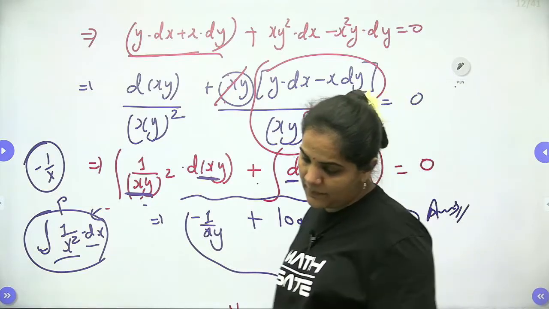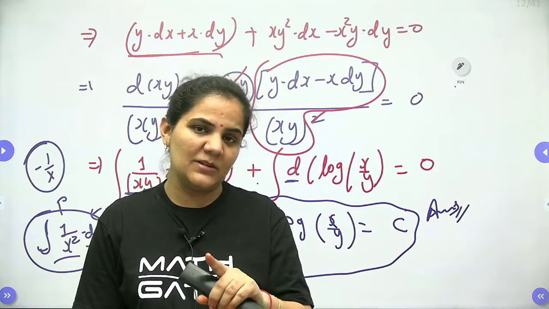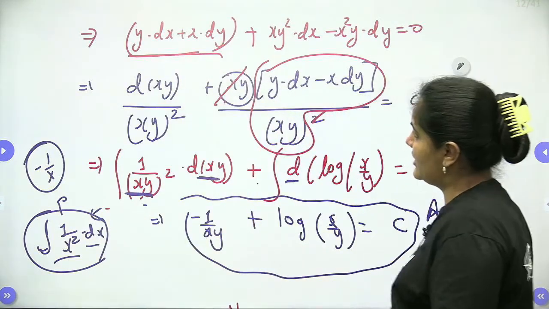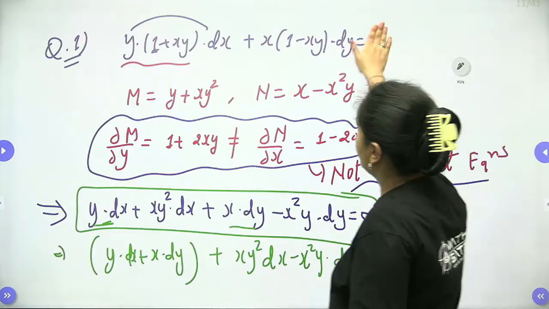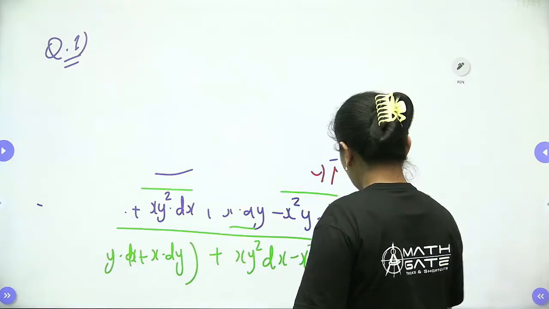I think you are getting my point. If you are getting it, we can have a discussion on one more example for the inspection method only. Then we will go for method number 2. Okay, let's have a discussion on one more example of inspection. I will show you an example.